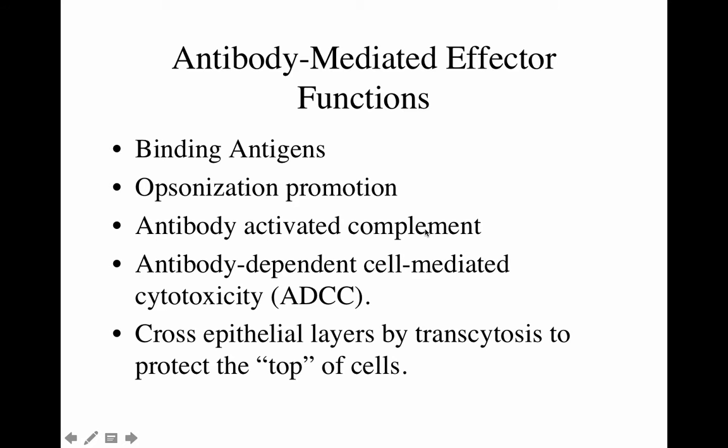Antibody activated complement. So once the antibody, the Fab region, is bound to the surface of a pathogen, the Fc region can activate complement, and it causes the complement cascade to explode around the pathogen that's there, and it opsonizes it, it punches holes in the cells, does all sorts of different things.